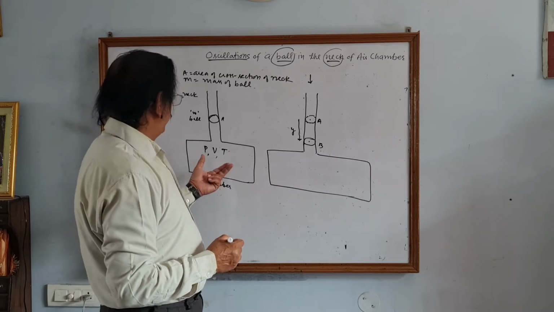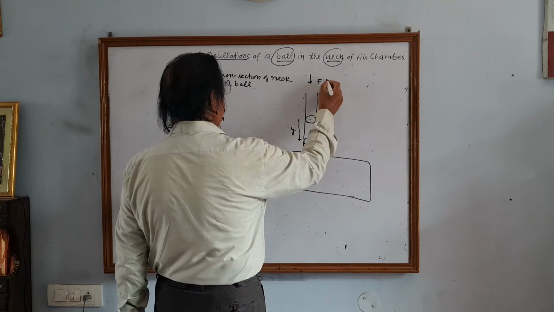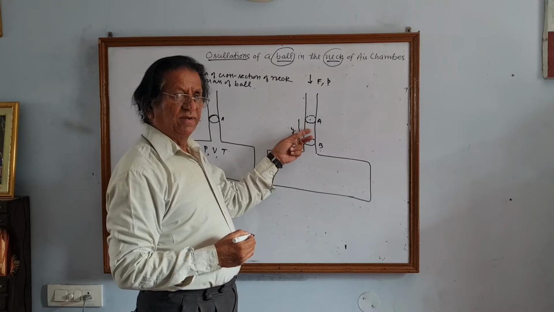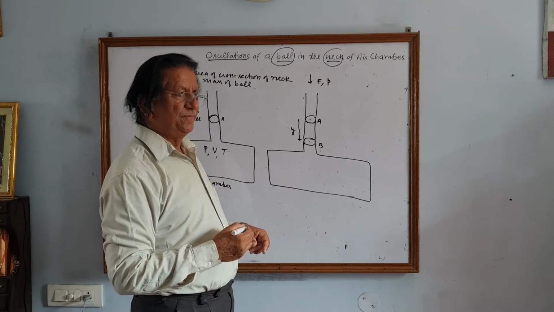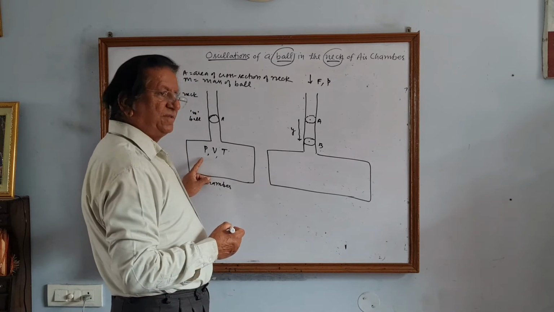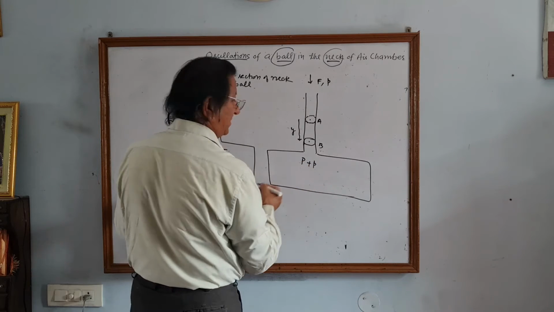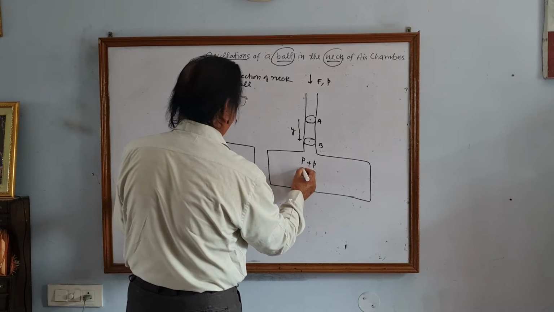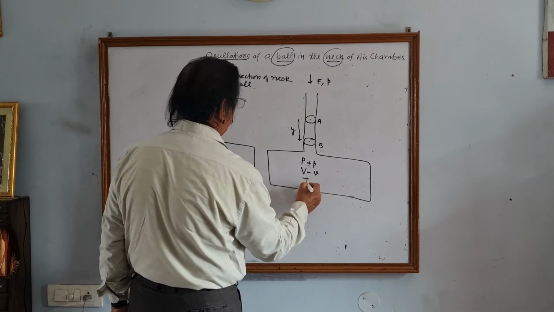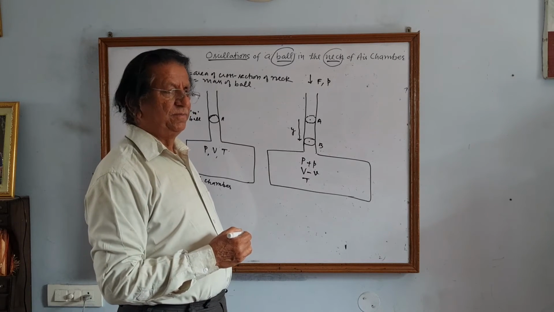Then what will happen to these parameters? When you apply some external force or pressure to make this ball get depressed inside the neck in the downward direction, what will happen to the pressure of the air chamber? It will increase. Then how about volume? It will decrease. How about temperature? You cannot say about change in temperature.